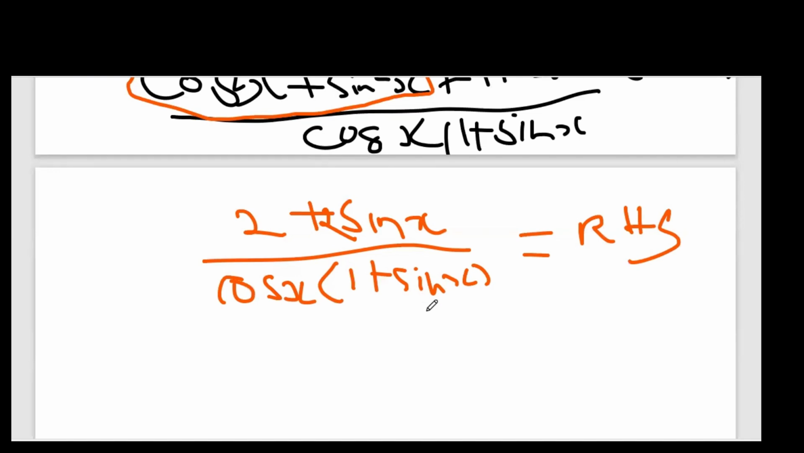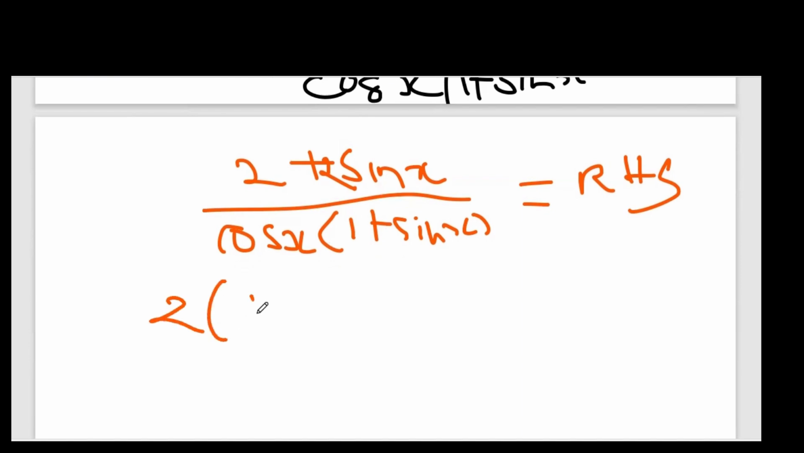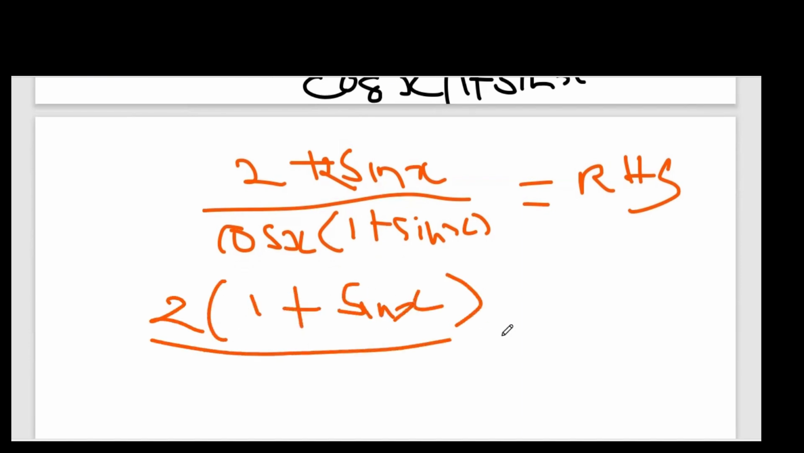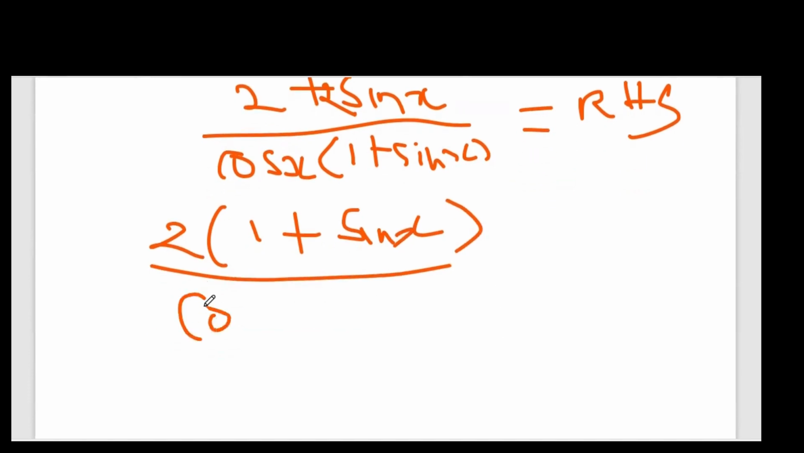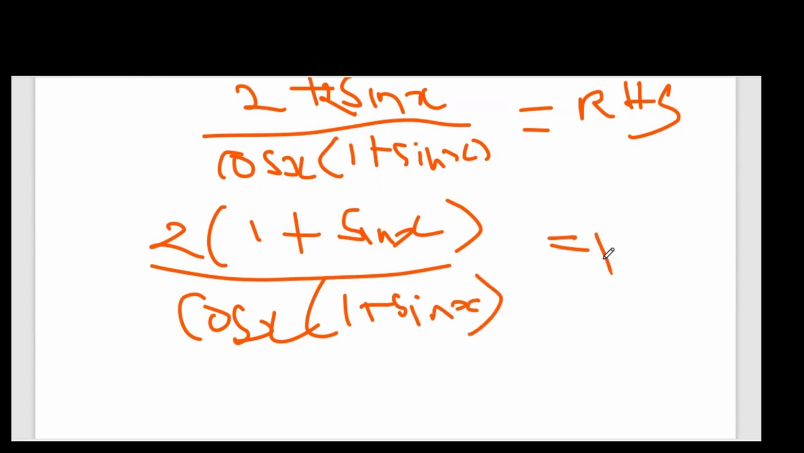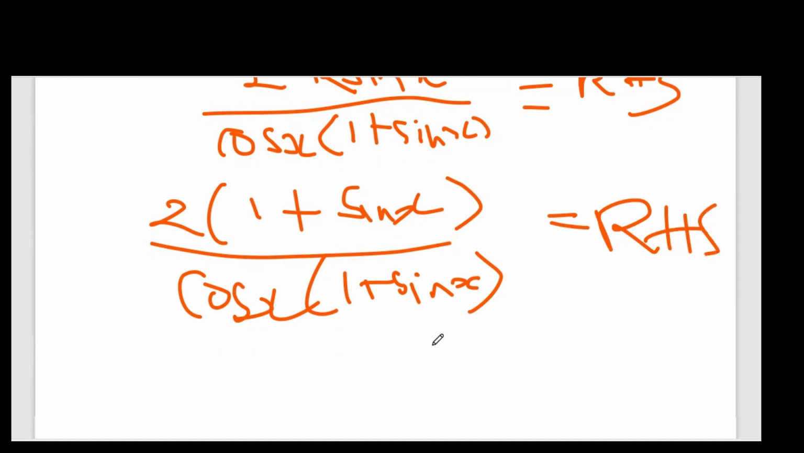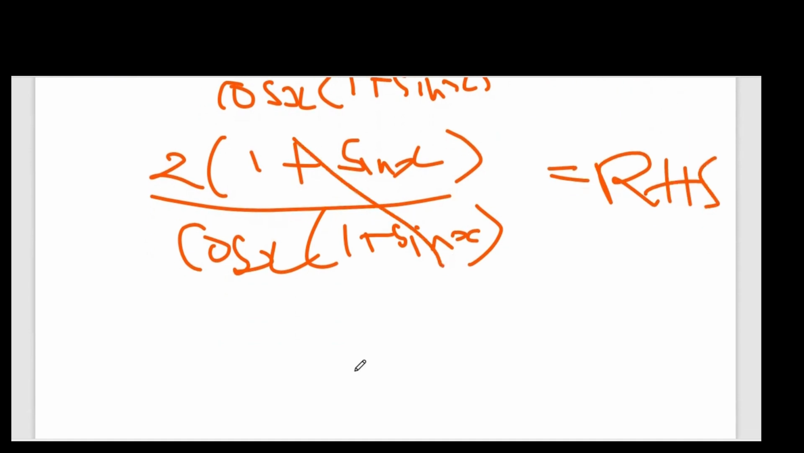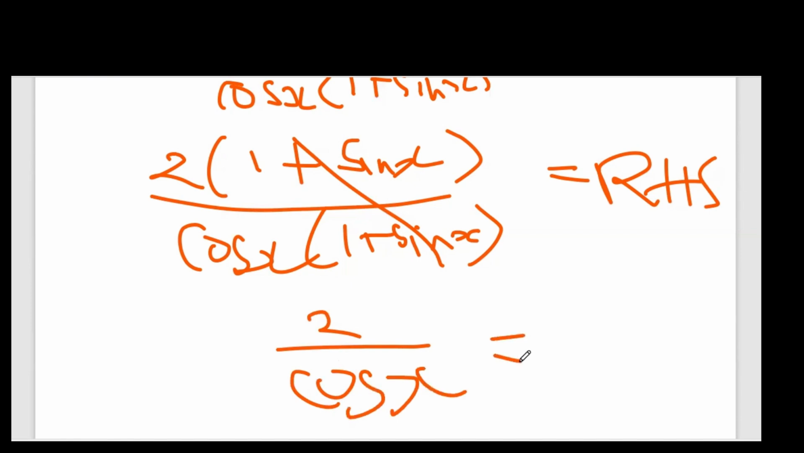From here now, what can you do? We can factorize the 2 on top, so 2 times 1 plus sin x, over cos x times 1 plus sin x down there. This should equal the right-hand side. So it means I can cancel the 1 plus sin x, and I'll just remain with 2 over cos x, which should equal the right-hand side.